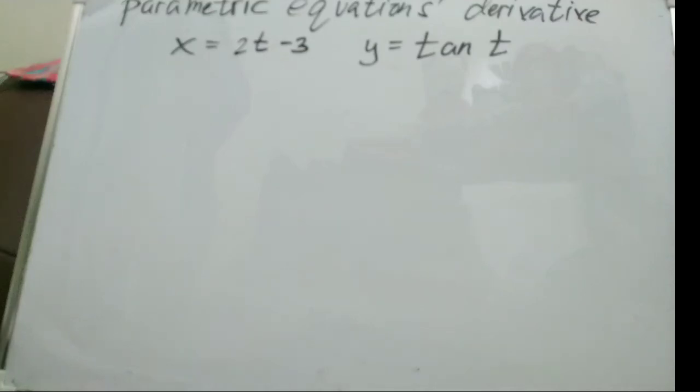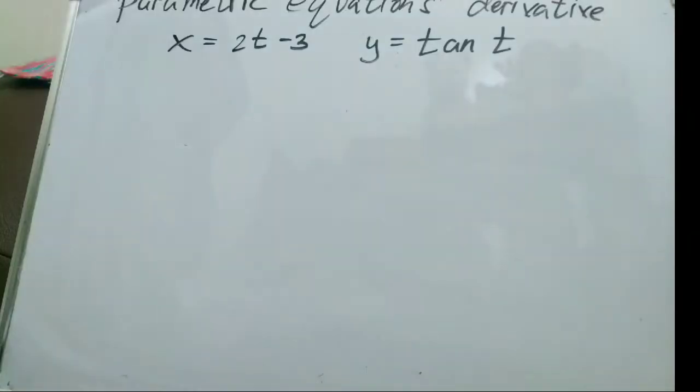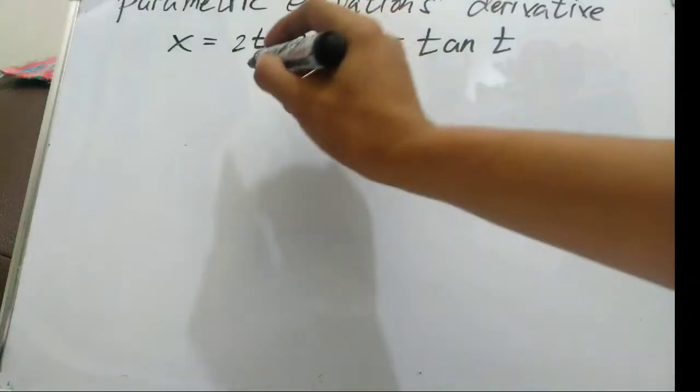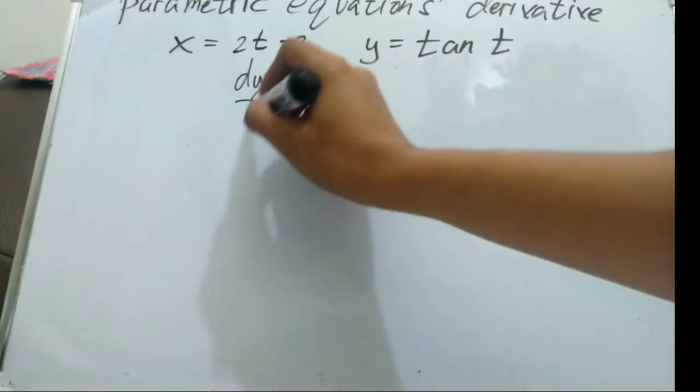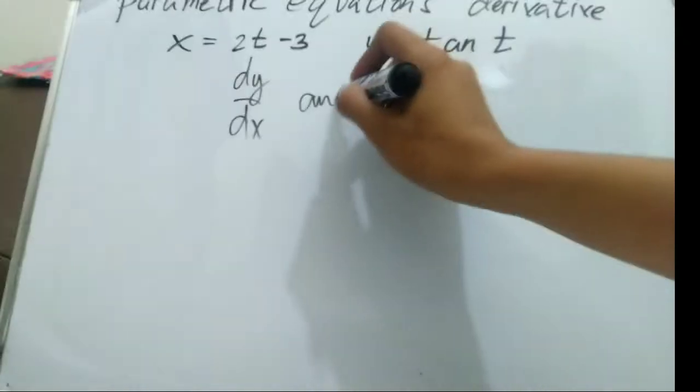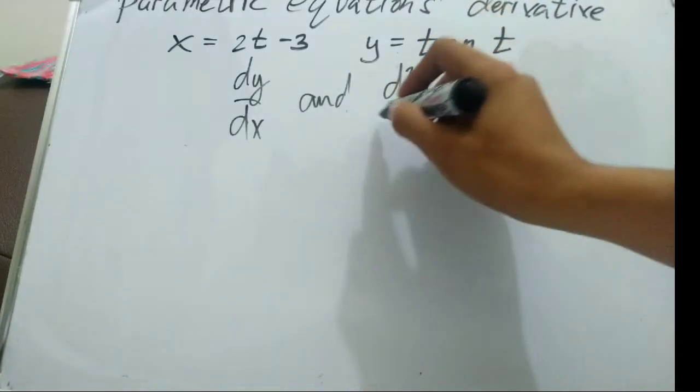Okay, this time you are tasked to find the derivative of the parametric equations. We have here x equals 2t minus 3 and then y equals tangent t. So we are going to find dy/dx and the second derivative.